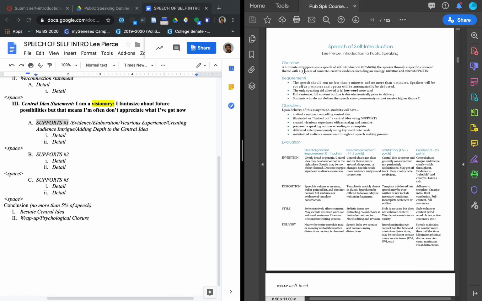That's in the assignment description, right? A 2-minute extemporaneous speech through a coherent, specific theme, which we've already got, right? Here's our coherent, specific theme. 2 to 3 pieces of concrete, creative evidence, that's here, including an analogy, a narrative, and 1 other supports. And again, if you do a really good job with your analogy and your narrative, you may not need a 3rd supports. So what are supports?